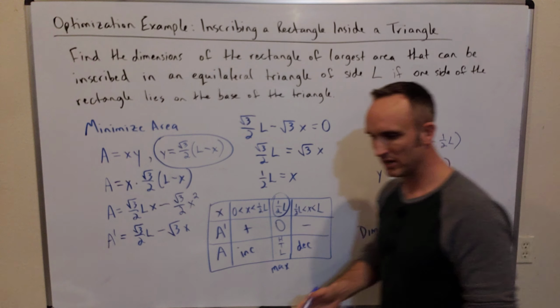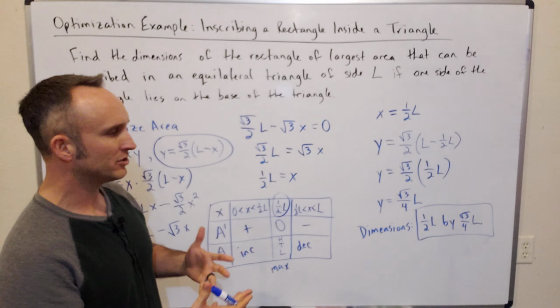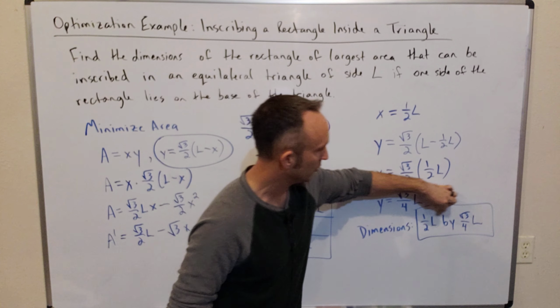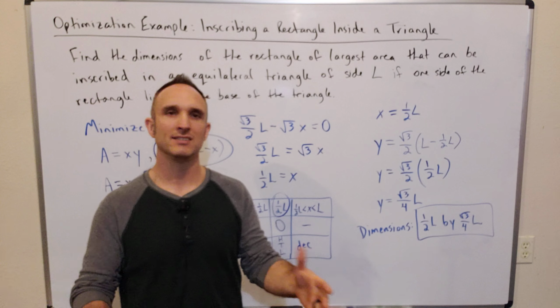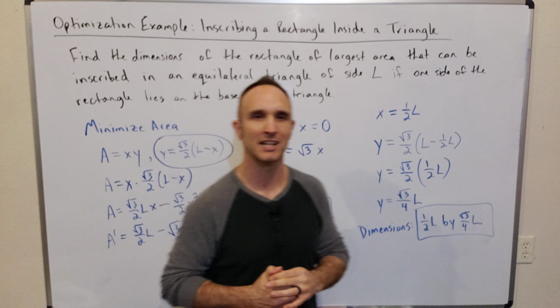And now, if I wanted to know particular dimensions in a problem like this, I could pick the size of my triangle, which is based on the L values, and I could plug those in here to find the dimensions for the corresponding rectangle with maximum area.